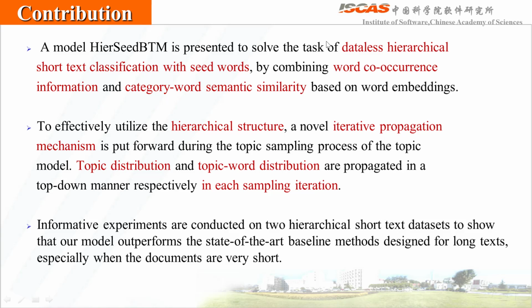In this paper, we propose a model, HireSeed BTM, to solve the task of dataless hierarchical short text classification with seed words, by combining word occurrence information and category word semantic similarity based on word embeddings. To effectively utilize the hierarchical structure, a novel iterative propagation mechanism is put forward during the topic sampling process of the topic model. Topic distribution and topic word distribution are propagated in a top-down manner respectively in each sampling iteration. Extensive experiments are conducted on two hierarchical short text datasets to show that our model outperforms the state-of-the-art baseline methods designed for long texts, especially when the documents are very short.